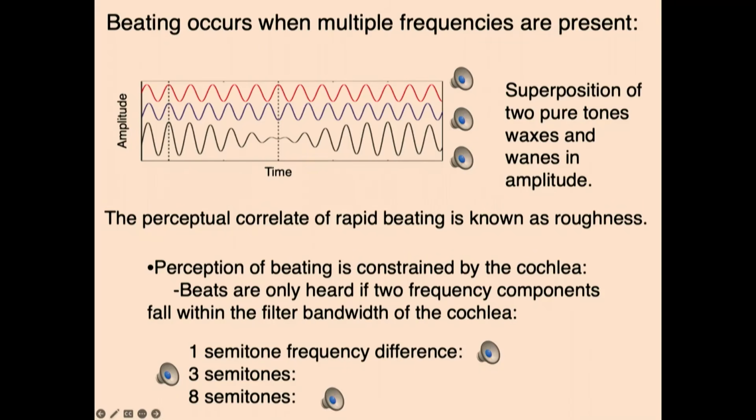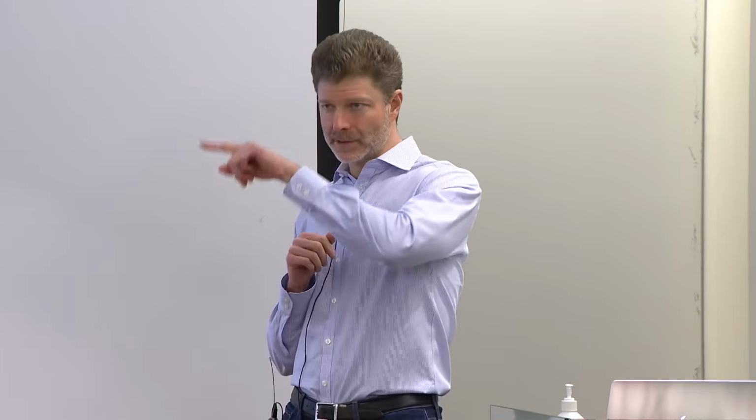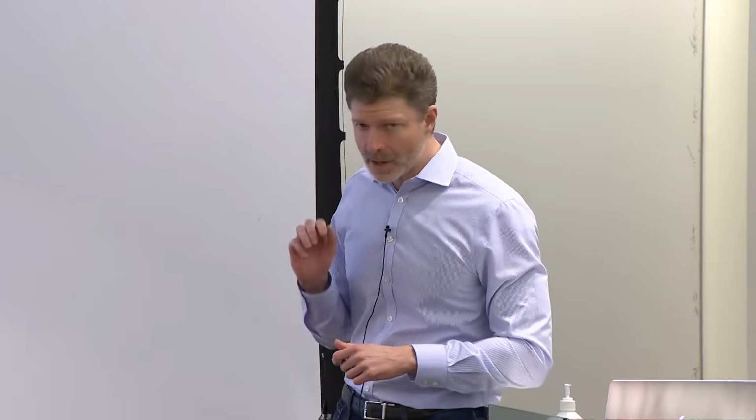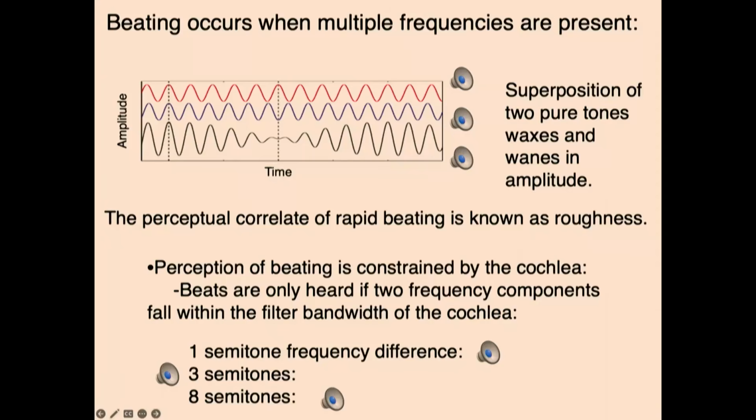Okay, so it sounds a little bit like a telephone or something, right? So that kind of modulation is perceptually the correlative beating. And the word that we typically use to refer to that sound is roughness. All right? So we call a sound rough when it contains amplitude modulation. Okay, so beating is an acoustic phenomenon. It happens anytime you have two different frequencies that are being played at the same time. Okay?